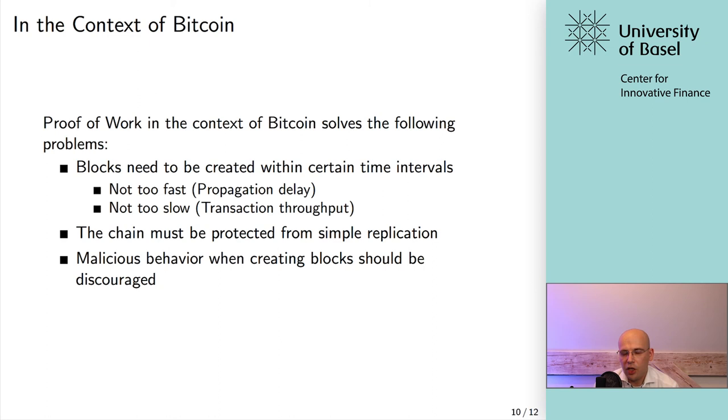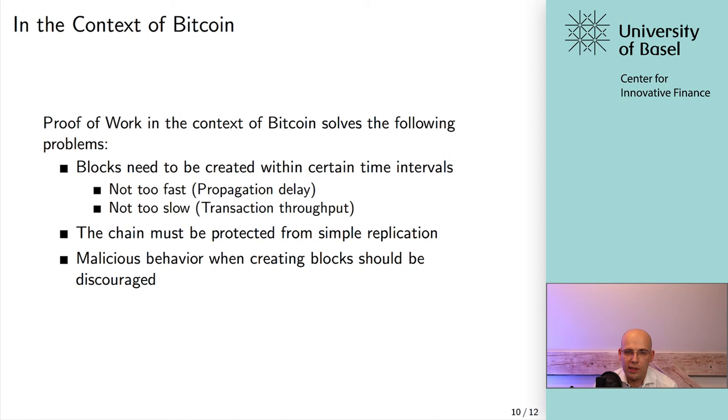It essentially solves three problems. Number one, we must have a system that allows us to create blocks within certain time intervals. It cannot be too fast. Why can't it be too fast? If it's too fast, once again, then the propagation, the exchange of information would lag behind. And we would have the situation that we have seen at the end of the last slide deck. So everyone would just be working on their own version of the blockchain.